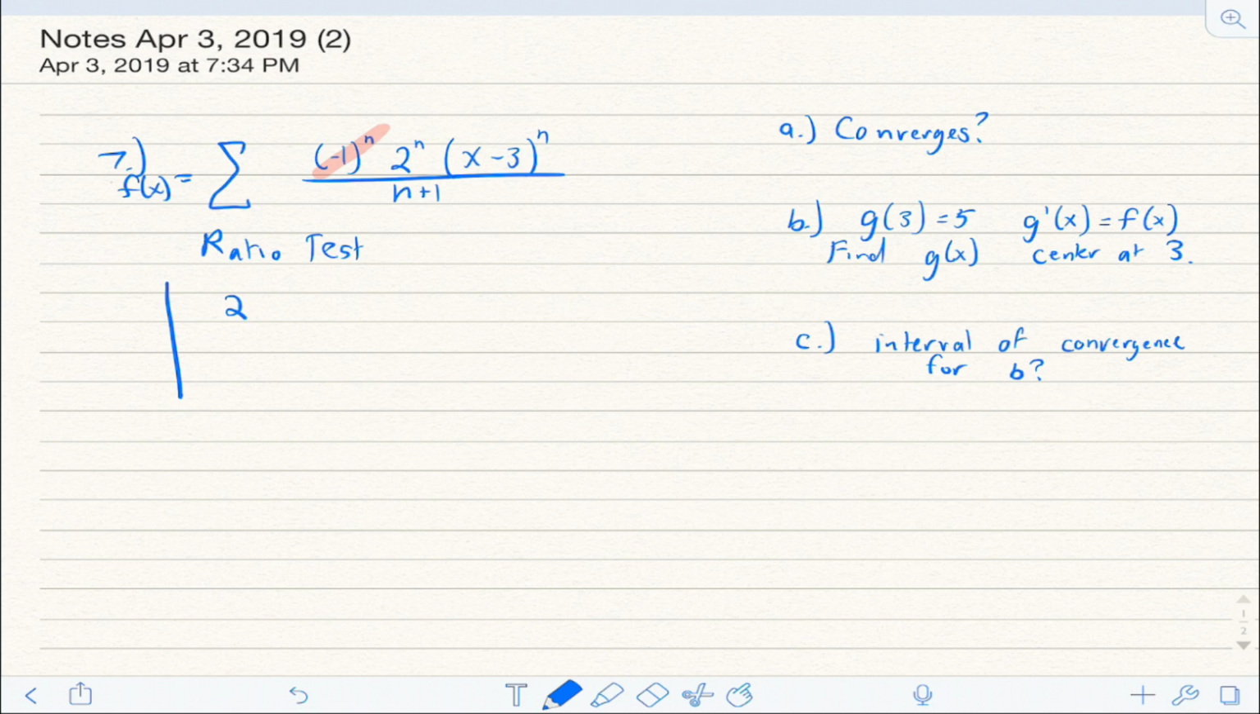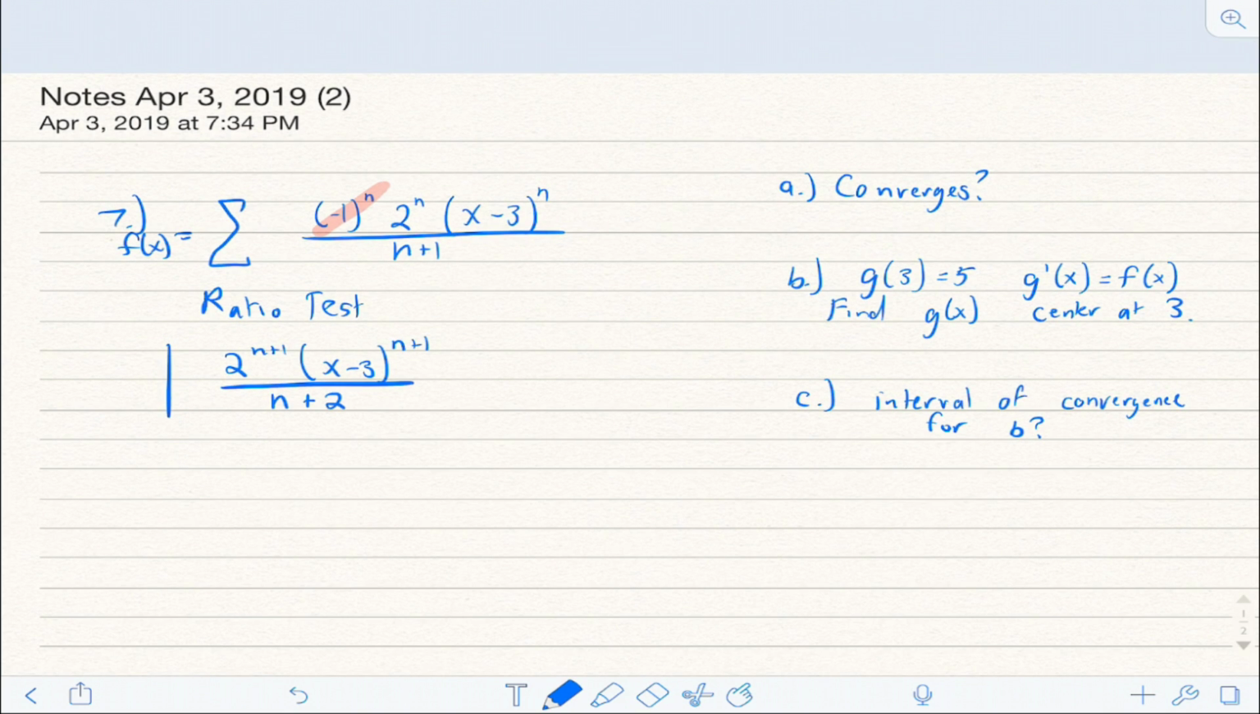So I'm going to write this as 2 to the n plus 1, parentheses, x minus 3 to the n plus 1, over n plus 2, because we're adding 1 to n. Instead of having n, it would be n plus 1, and n plus 1 gives you n plus 2. I made these absolute values too big. Then I'm going to multiply it by the reciprocal of the normal terms. So the 2 to the n will go on the bottom, the x minus 3 to the n is also going to go on the bottom, while the n plus 1 is going to go up top.